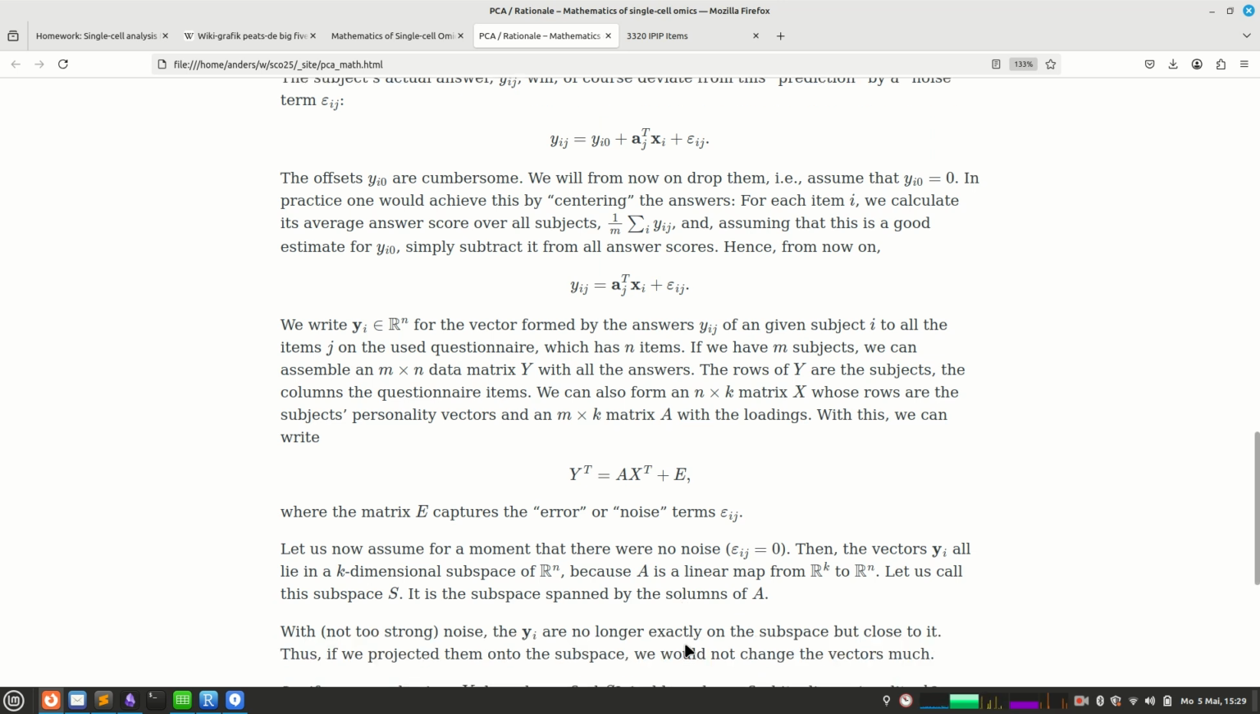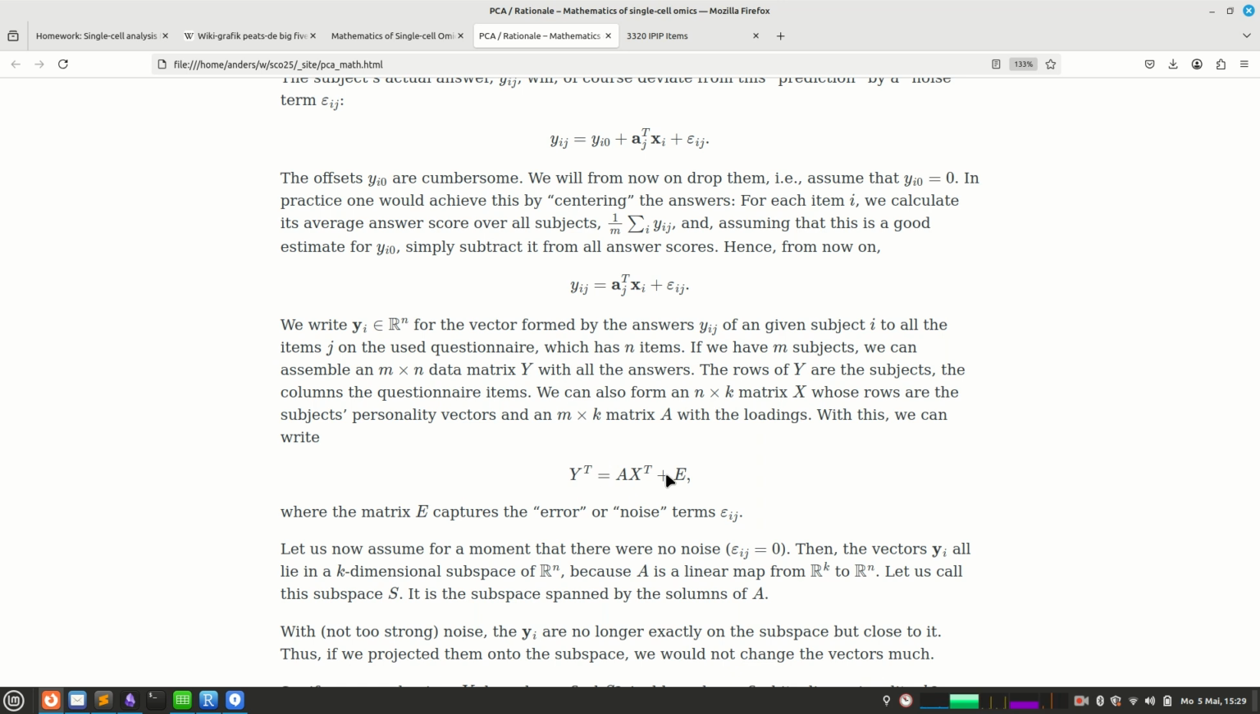And now what happens if we have E, our error term? Our error term means that the predictions for what our subjects will answer to the question now all sit on a linear subspace of dimension k in our big space of possible answers.